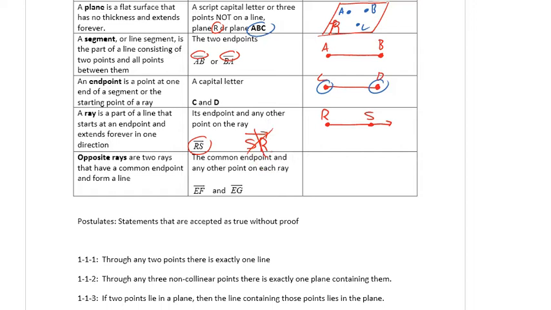Okay. Last thing is opposite rays. So those are 2 rays that have a common endpoint and form a line. So they have to share some endpoint. Look at the notation here. EF and EG. They're sharing E, so we know E is in the middle somewhere. And then we can have a ray going this way. We'll call this EF. Okay, and since it's an opposite ray, we're going to have EG going this way. Okay, again, they both start at E and go off in opposite directions.